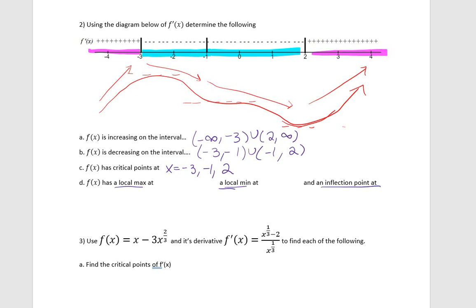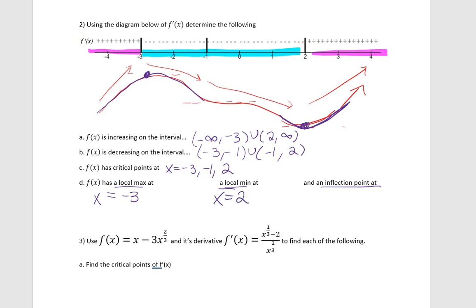So a function is going to have a maximum when it goes from being positive to negative. So you can see as we go from positive to negative, we're going to end up having a peak here. So it's going to have a local maximum when x equals negative 3. It will have a local minimum when we go from negative to positive, or decreasing to increasing. That's when we're going to have that valley. So that's going to occur when x equals 2.